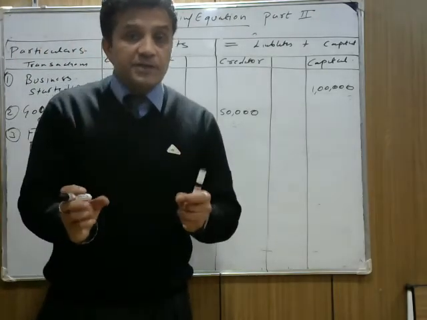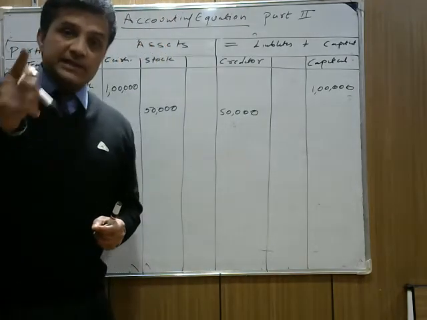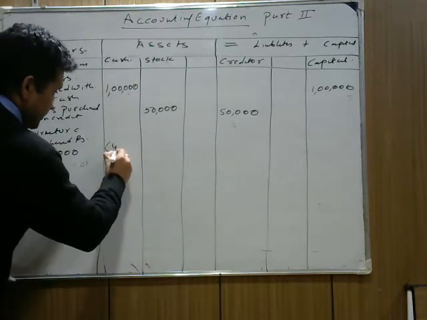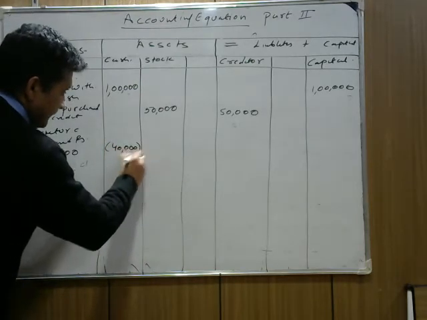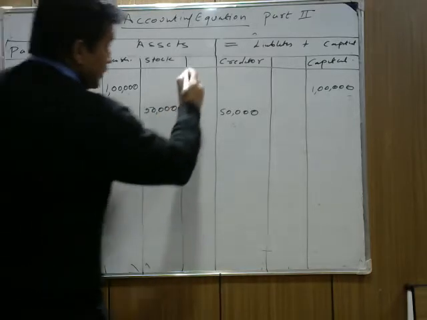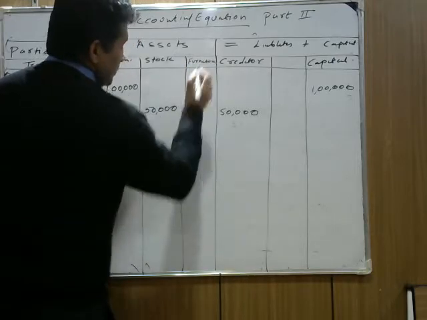आपने cash में furniture को purchase किया है. So in that condition, will your cash increase or decrease? Decreases. Very good. Your cash decreases by 40,000 here. Obviously, there is no change in stock. And you get a furniture. So we write here furniture 40,000.